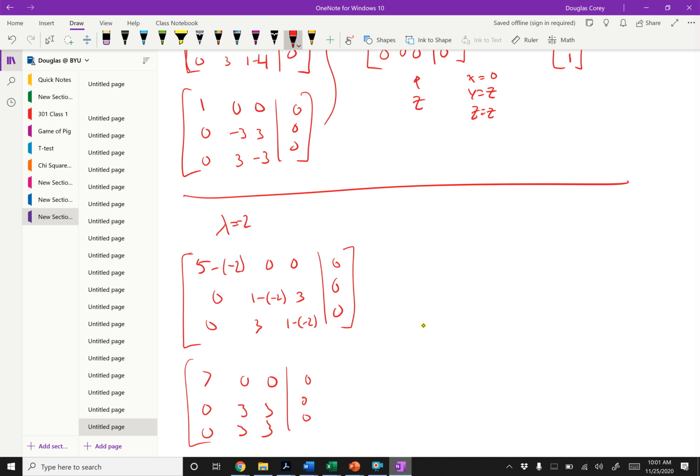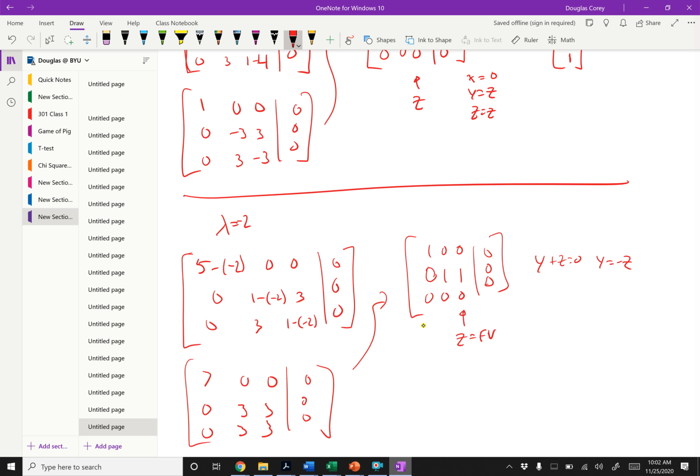I can use the second row to get rid of the third row. I can turn the second row into 0, 1, 1. The first row I can turn into 1, 0, 0. So it's a really easy one. Similar to what we had before, except the second row was 1, 1 instead of 1, -1. Here we get z as a free variable, because we have y plus z equals 0, so y equals the opposite of z.